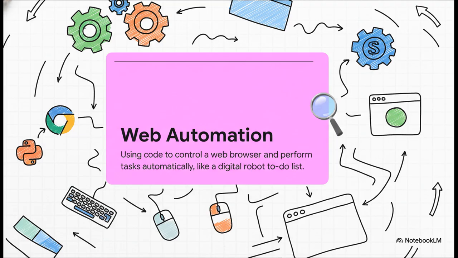This is where web automation comes in. You can literally think of it as handing your computer a to-do list for the internet. And our main tool for the job? It's a fantastic Python library called Selenium. It's basically the ultimate remote control for browsers like Chrome and Firefox, letting you write a simple script that tells them precisely what to do.